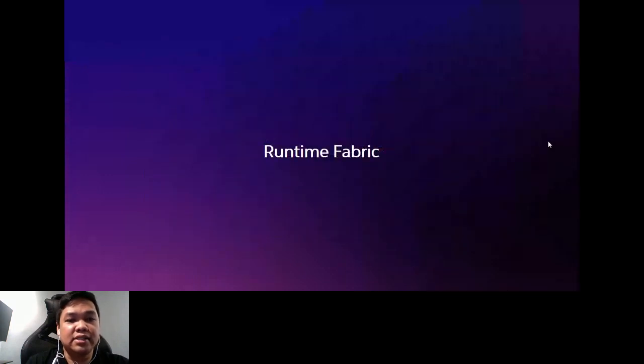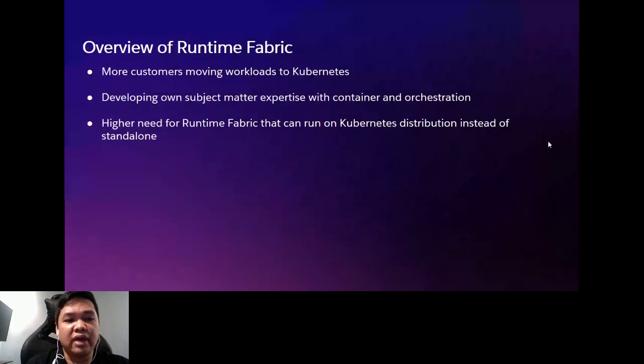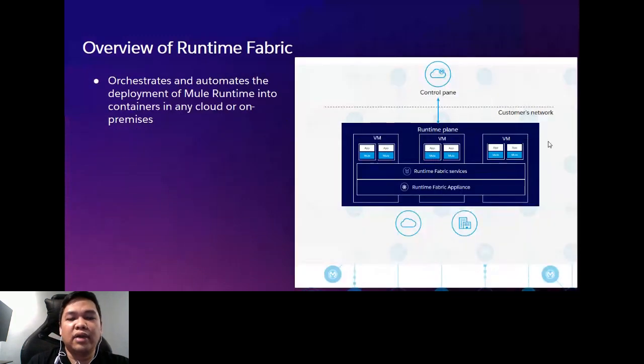And now I'm going to discuss Runtime Fabric. To give you an idea about Runtime Fabric, more customers are now moving their workloads to Kubernetes. Because of that, most customers develop their own subject matter experts with regards to containers and orchestration. With that, MuleSoft noticed that there's a need for a runtime fabric that can run on Kubernetes instead of having a standalone distribution. So what is Runtime Fabric? Basically, Runtime Fabric orchestrates and automates the deployment of new runtimes into containers in any cloud or on-premise. So you have a choice: to have this in the cloud, or in your premises.